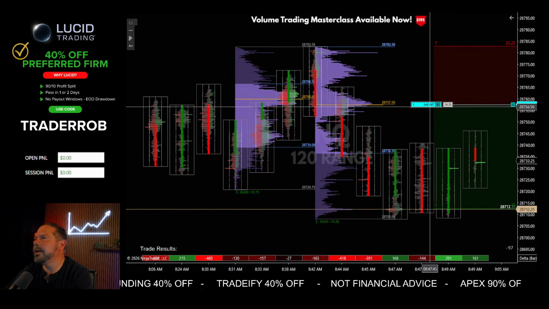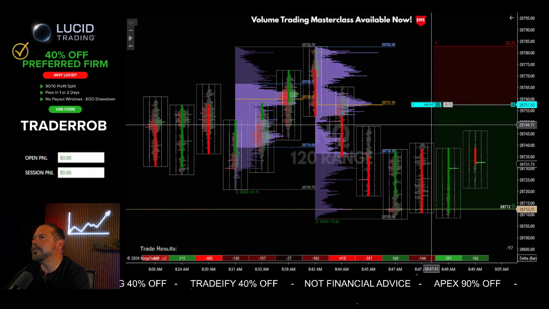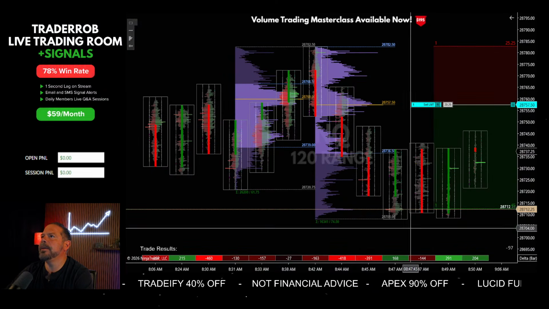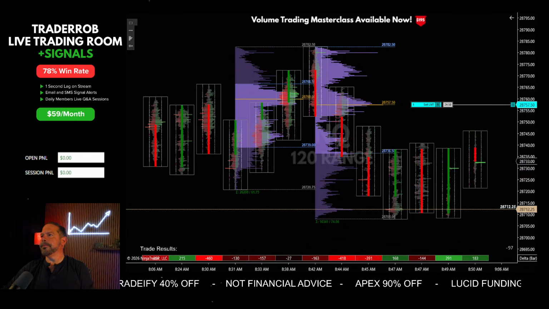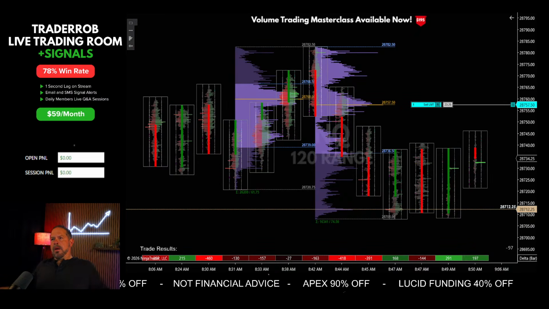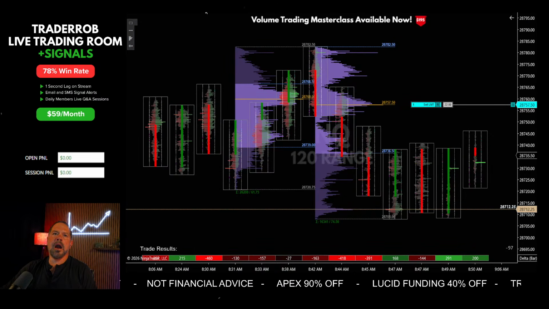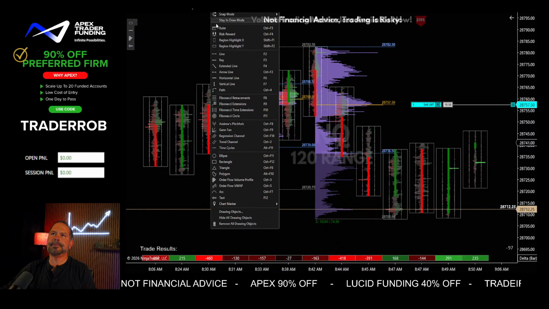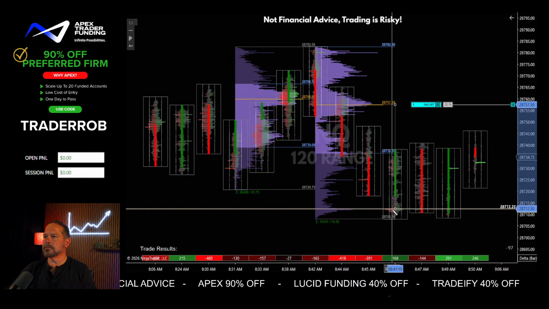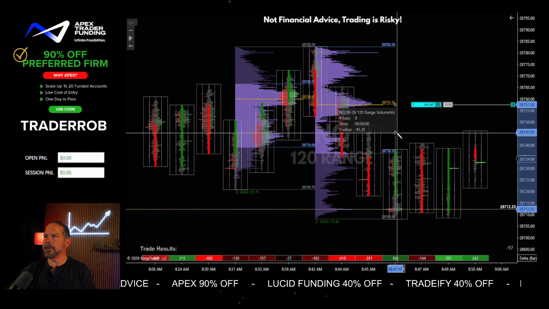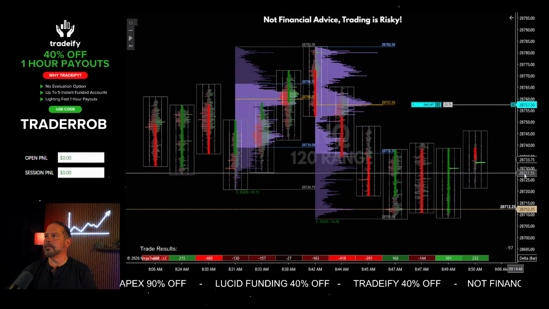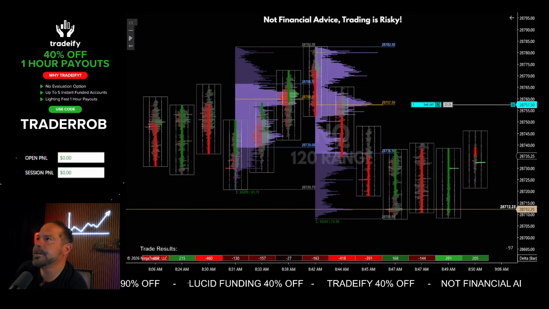So risk here right now looks like risking 25 points, and I believe that says 45 points there on my TP. Yeah, 45 points. So let's see if we get an entry here or not.